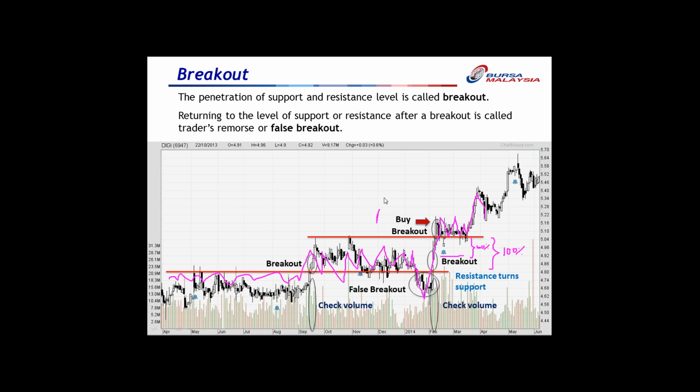If I buy here, sorry, I don't have a mouse. I'm using mouse pad to draw. So my buy becomes very sexy. So if I buy at this level, my stop loss will be at this level. Okay, in this case, I will be safe. And I probably have a risk to reward 1-to-1, and I probably sell somewhere here, all right? Risk to reward 1-to-1.